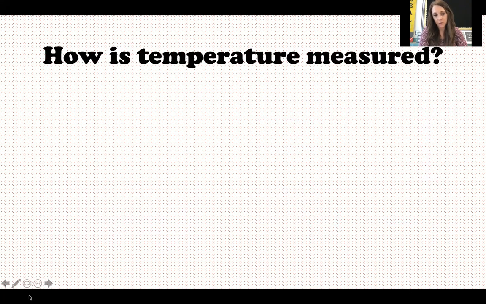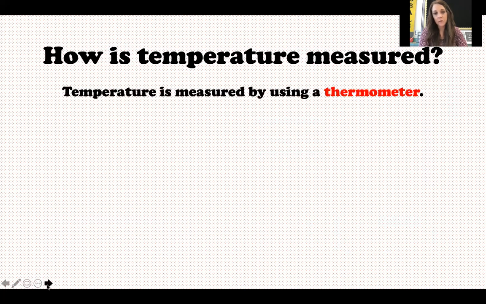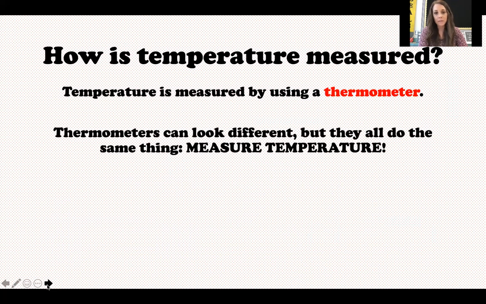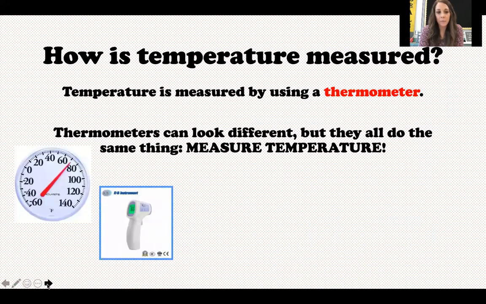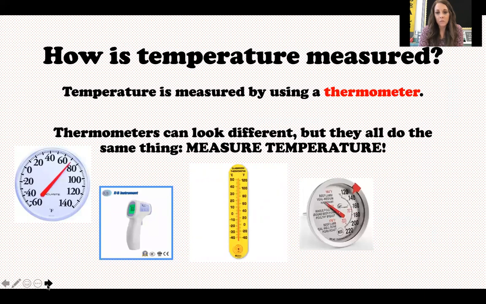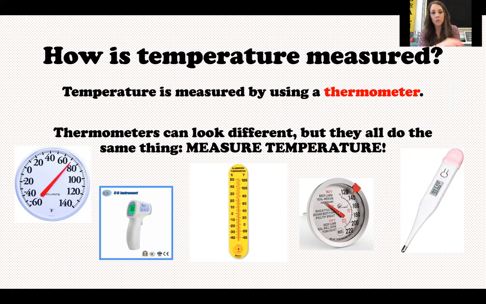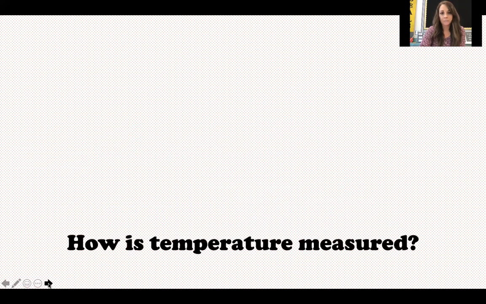How is temperature measured? Temperature is measured by using a thermometer. Thermometers can look different, but they all do the same thing, which is measure temperature. Here are some different types of thermometers. Notice that they all look different, but again, they all have the same job, which is to measure temperature. Maybe they're measuring the outside air, maybe they're measuring a body temperature, maybe they're measuring the temperature in the classroom. All right, but they all do the same thing.